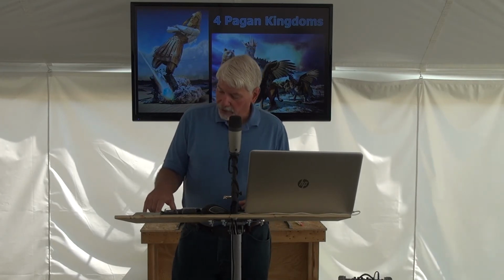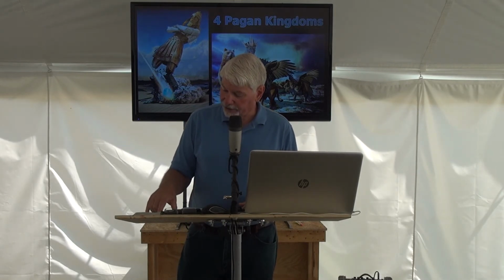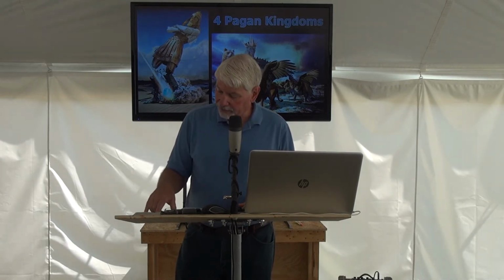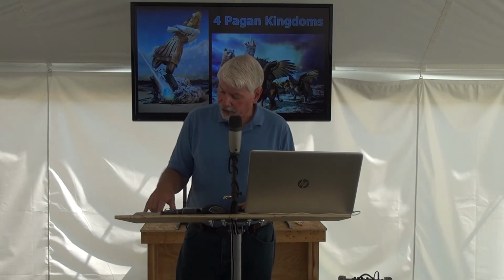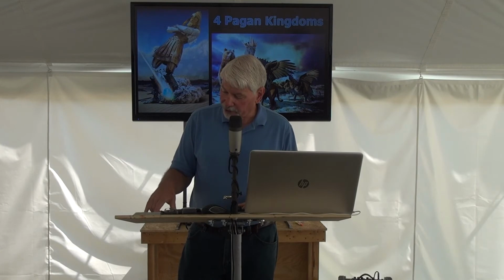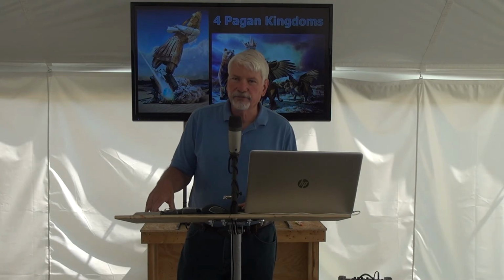Verse 3. And four great beasts came up from the sea, each different from the other. The first was like a lion, and had eagle's wings. I watched till its wings were plucked off, and it was lifted up from the earth, and made to stand on two feet like a man, and a man's heart was given to it. Now, what do you think that was?